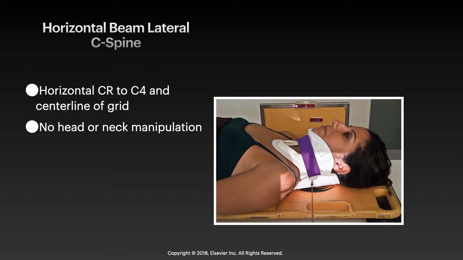Horizontal beam lateral C-spine. Horizontal CR to C4 and center line of grid. No head or neck manipulation.